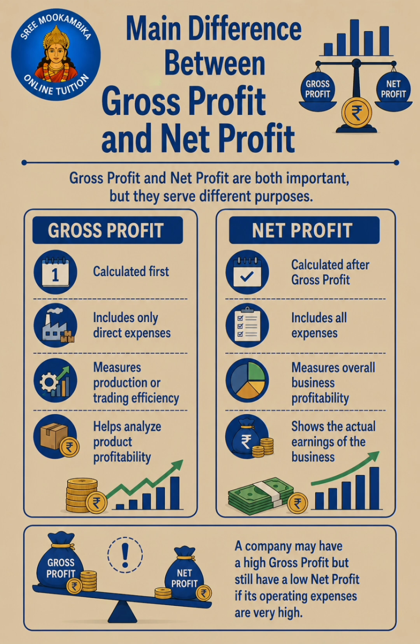Main difference between gross profit and net profit. Gross profit and net profit are both important, but they serve different purposes. Gross profit, calculated first, includes only direct expenses, measures production or trading efficiency, helps analyze product profitability. Net profit, calculated after gross profit, includes all expenses, measures overall business profitability, shows the actual earnings of the business. A company may have a high gross profit but still have a low net profit if its operating expenses are very high.